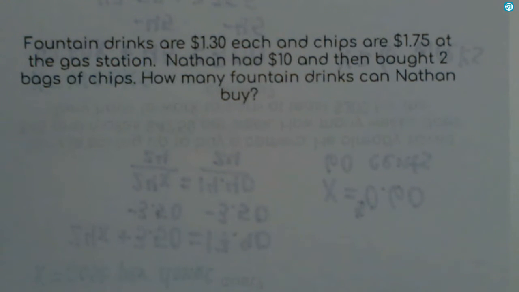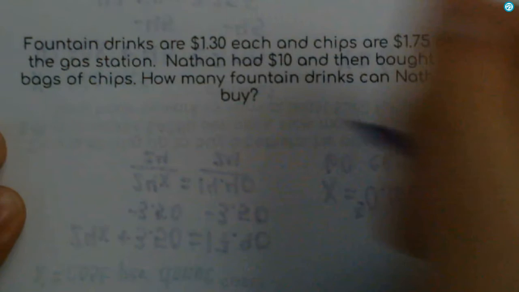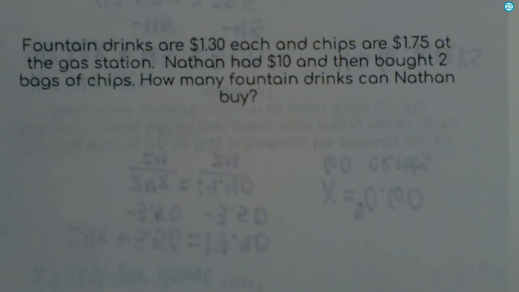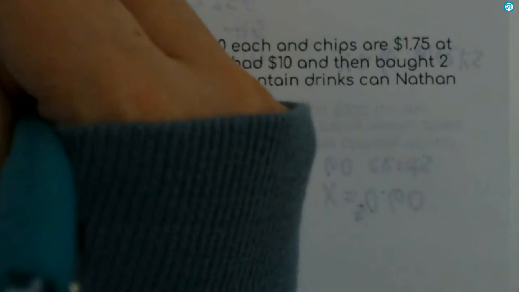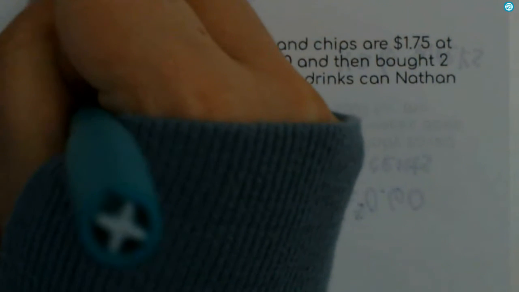Nathan had $10 and then bought 2 bags of chips. How many fountain drinks can Nathan buy? So, first of all, how much money can Nathan spend? $10. Does he have to spend all 10? No. You can have money and get change back. So we're going to write this. Oh, we need to define our variable first. So x is the number of fountain drinks. So I'm just going to write x equals drinks.